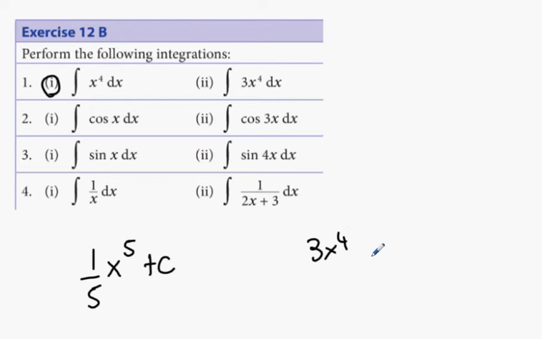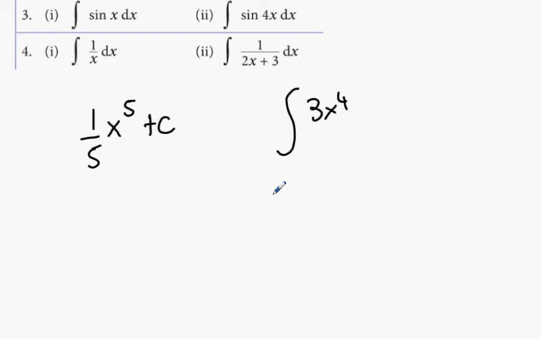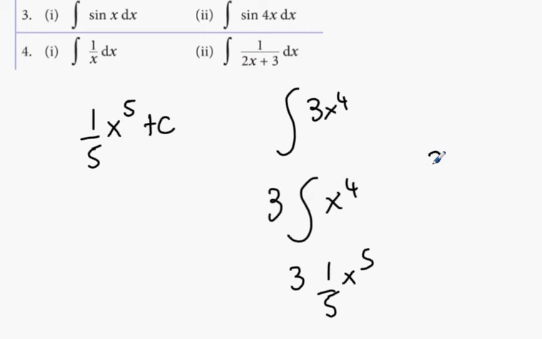3x^4, integrate that. So remember, just ignore the 3. The 3 can almost be on the outside because it's a constant. Integrate x^4 and we get x^5 and 1/5 on the outside, 3 on the outside of that. 3 times 1/5, 3/5 x^5. That alright? And plus c, because there's no limits.